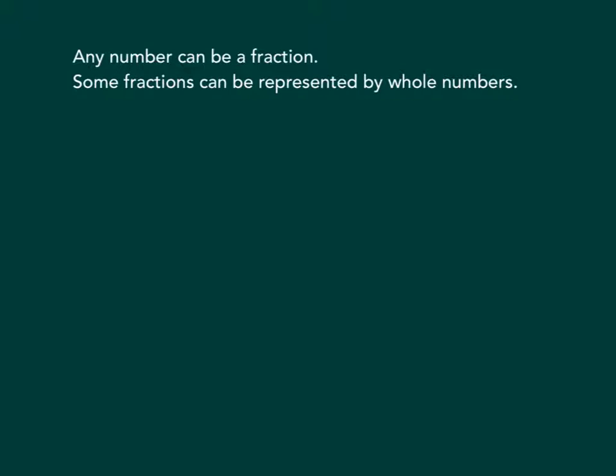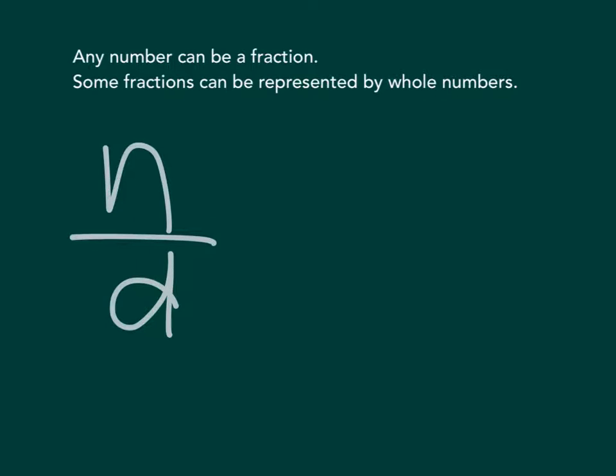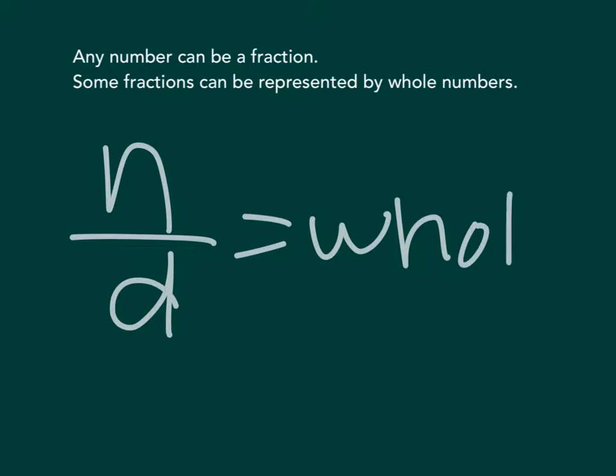Let's review what we learned in this lesson today. The first thing that we learned is that some fractions can be represented by whole numbers. We know how to figure out if a fraction can be represented by a whole number by dividing the numerator by the denominator. When we do this, if we get a whole number, then we know that the fraction can also be represented by a whole number.